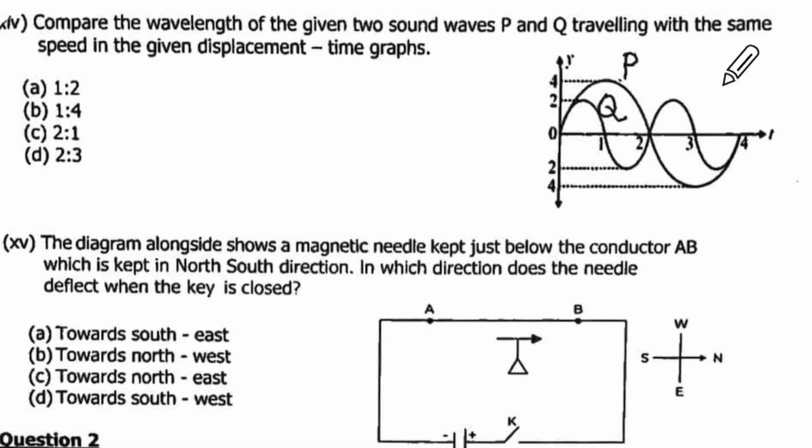Look at this next one. Compare the wavelengths. They are going at the same speed and this is the displacement time graph. Wavelength for P, if this is your X, so lambda P is from here to here, that is 4, and lambda Q is from here to here, that is 2. So the wavelength of P to Q is 4 to 2, which means 2 to 1.